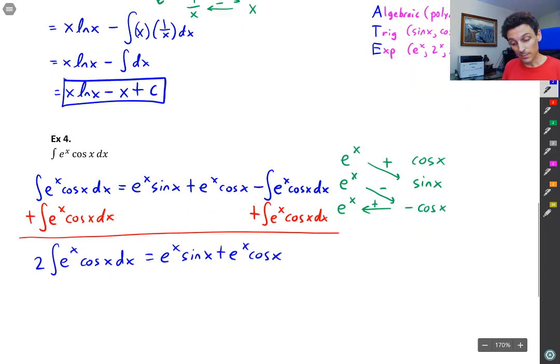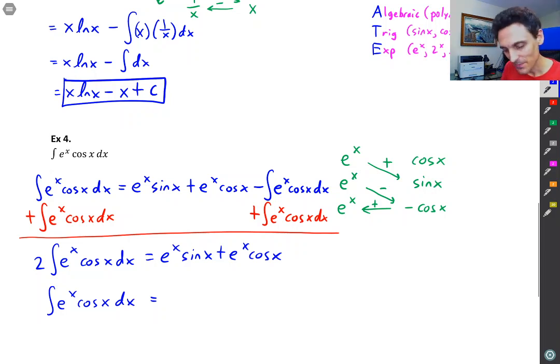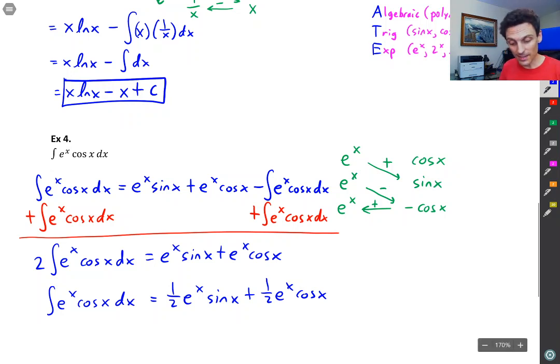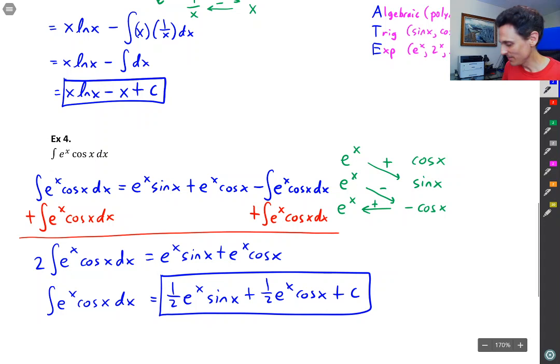And as our last step, we're just going to divide that 2 over to the right side. So we'll have the integral of e to the x cosine x dx equals 1/2 e to the x sine x plus 1/2 e to the x cosine x. And we do have an indefinite integral here, so what do we have to put at the end here? A plus C. C for celebration.